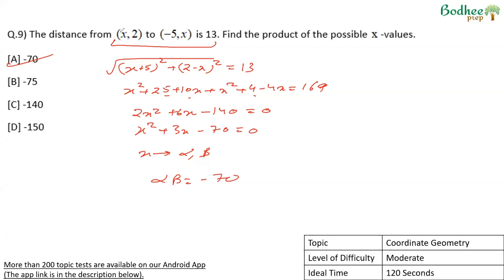Again, I am saying moderate because in the end, there might always be the inclination to go and find the roots of x, and then you realize that is not required. But overall, the attempt time should not be more than about a minute and a half to 2 minutes.